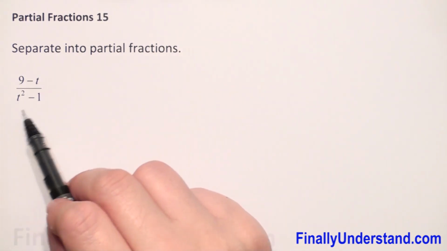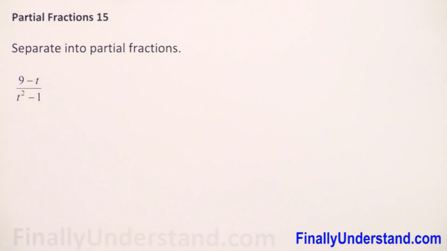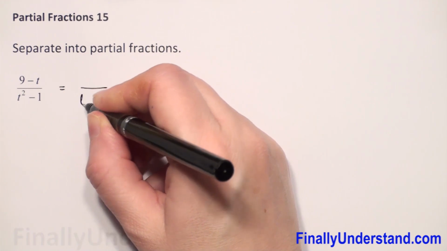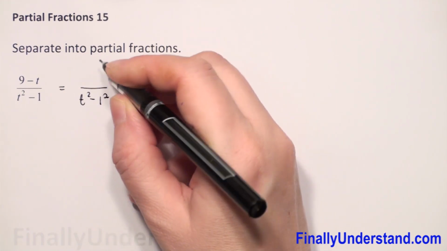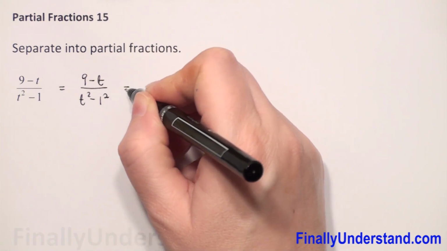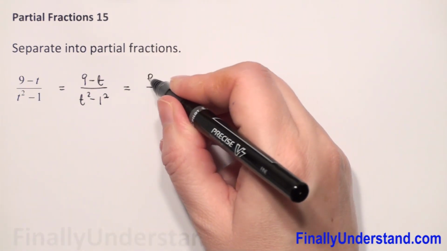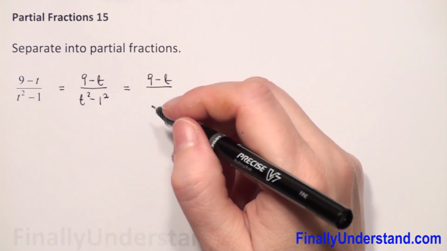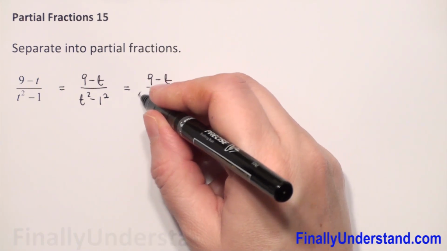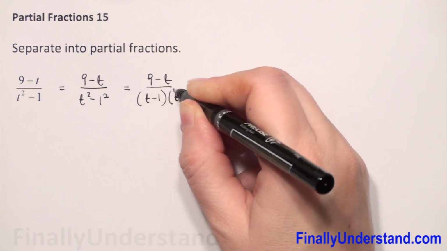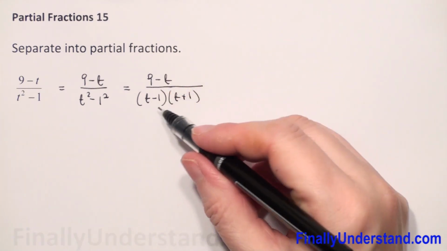Next step, we have to factorize our denominator. We have t squared minus 1, and we can rewrite this as t squared minus 1 to the second power. The numerator we will copy, so this is equal. We see that we have here a difference of two perfect squares, so we can rewrite that this is t minus 1 times t plus 1. So we factorized our denominator.